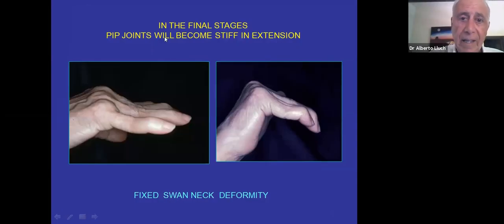And in the late final stages, the PIP joint will become stiff in extension, like here. This is the maximum extension of the fingers. The MP joints in all swan neck deformities, you will see that they are slightly flexed because the intrinsics are shortened. And this is the maximum flexion of the fingers. He can flex the fingers at the MP joint, but not at the PIP joint level.